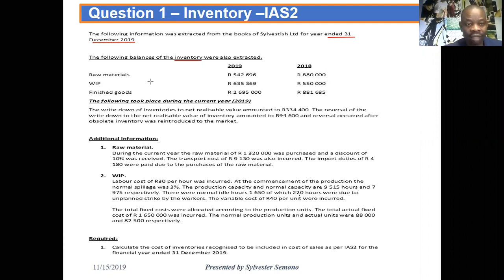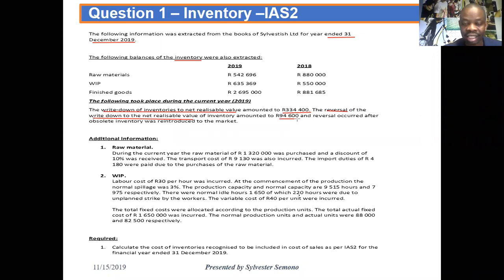The following took place during the current year, which is 2019. They've written down the inventory at an amount of 334. Remember when we started there, we said the written down values will be part of the calculation of the cost of inventory. We also had a reversal during the period. The reversal of the written down is how much? It's 94,600. Remember, the reversal is just the complete opposite of the written down amount.